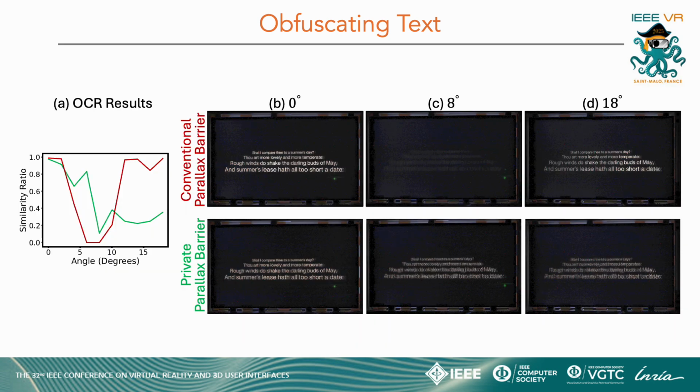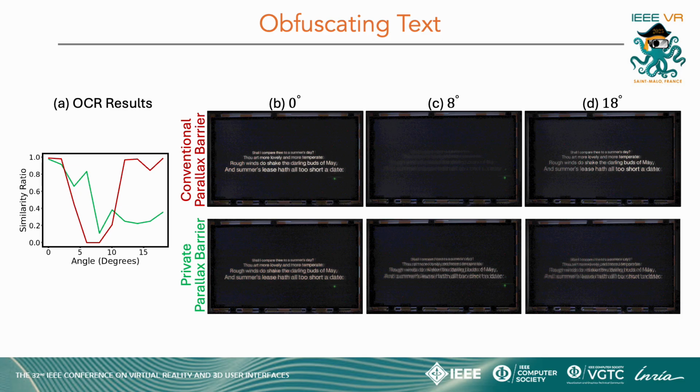To quantitatively assess performance, we utilize widely used open-source OCR software to analyze each captured image. We then compare the similarity between the detected text and the ground truth text. With the conventional parallax barrier, the display becomes completely black at 6 degrees. However, the image reappears at 12 degrees, allowing repeated views visible to bystanders.